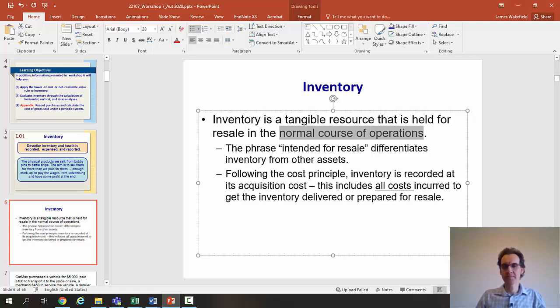Following the cost principle, we record inventory at its acquisition cost, and this includes all costs incurred to get the inventory delivered and prepared for resale. This is a very important thing. We're not only interested in the costs of acquiring the inventory on a per unit basis, but also in the costs of bringing that inventory to a place of sale and a condition ready for sale. Let me give you a few examples as to what this specifically relates to.